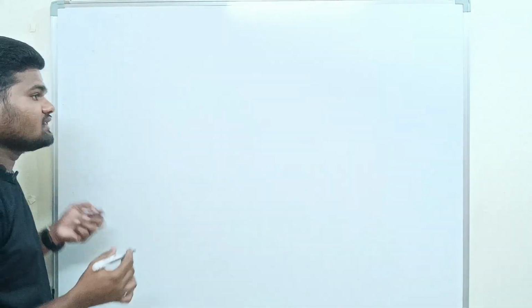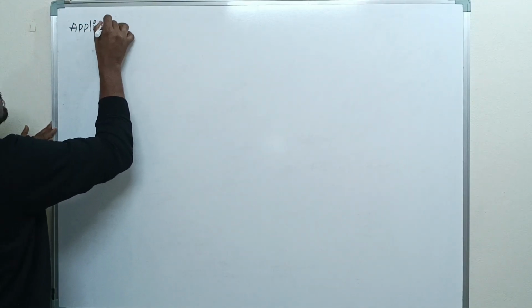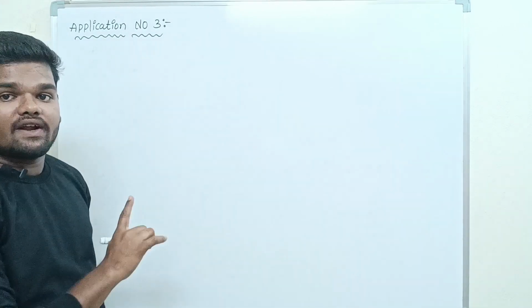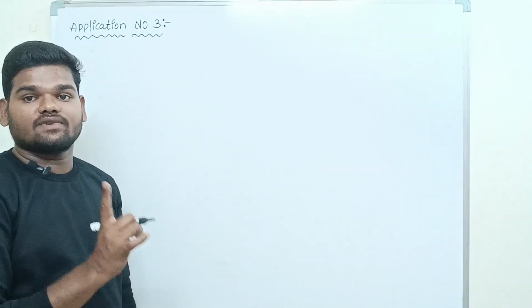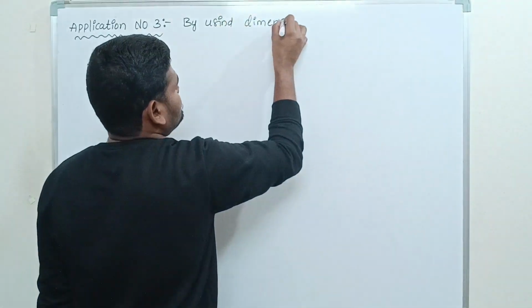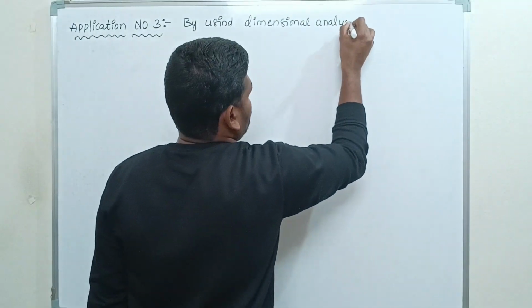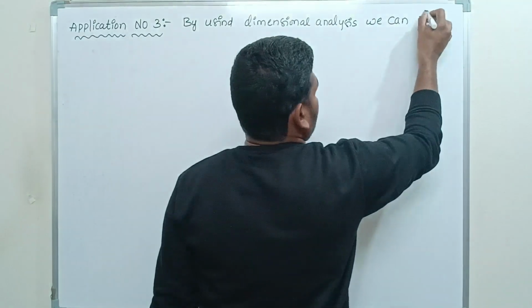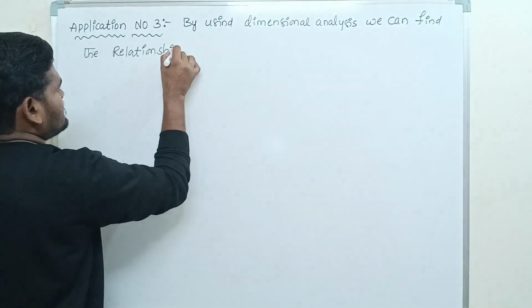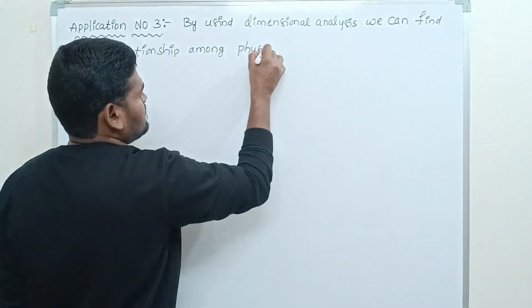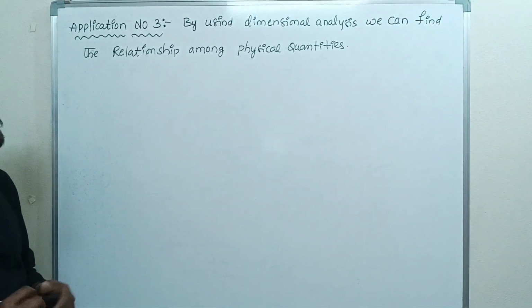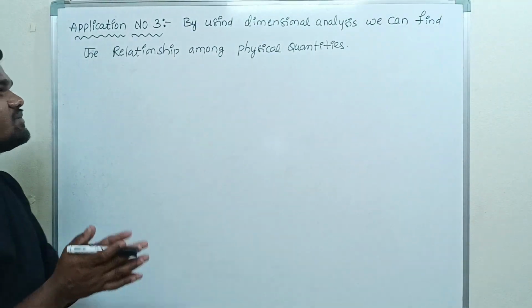So let us see the application number 3. Okay, important concept. We have previous year questions on this concept. So listen carefully. By using dimensional analysis, we can find the relationship among physical quantities. So what is the application number 3? By using the dimensional analysis, we can find the relationship among physical quantities.